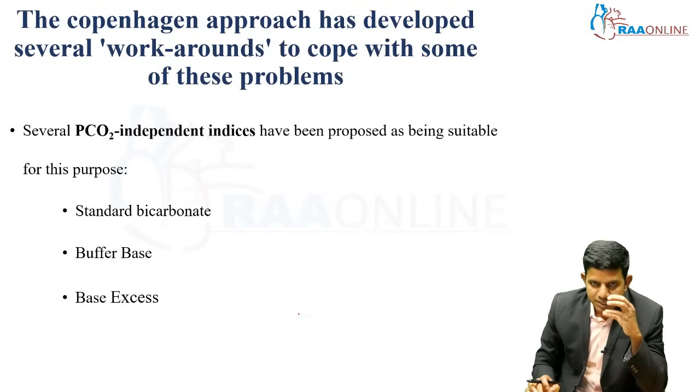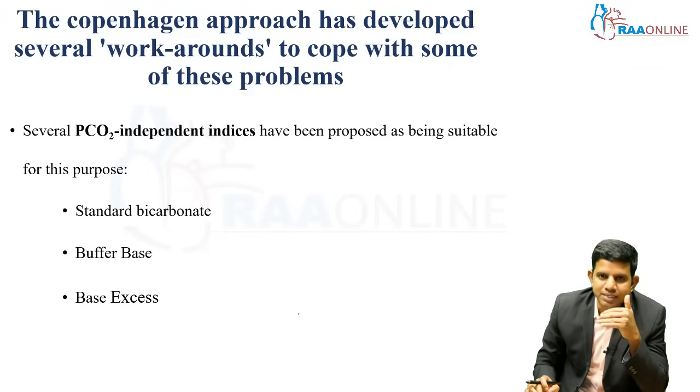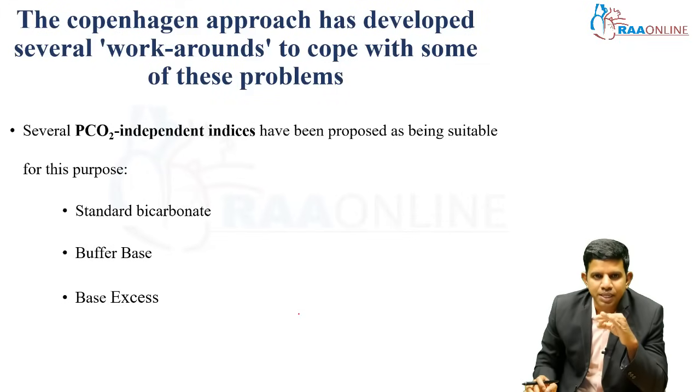So, the Copenhagen or base excess group, the Dutch group, criticized the physiological approach. They said bicarbonate does not depend only on the metabolic disorder, respiratory disorders also alter the bicarbonate level. They said that to assess the metabolic acid-base disorder, we need PCO2-independent parameters to assess the metabolic disturbances.